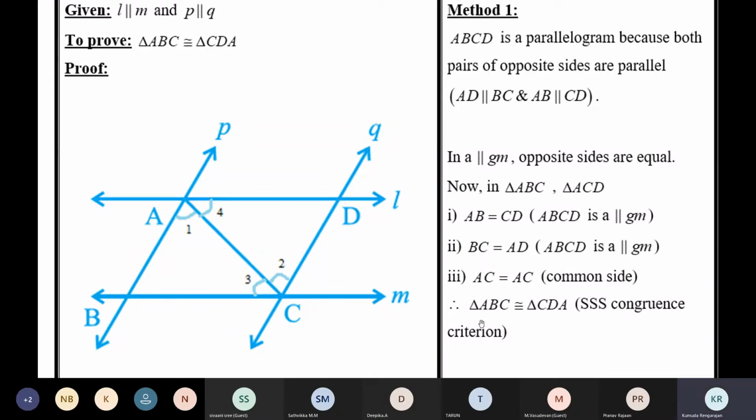And finally, we need to name the triangles in the correct way. Ma'am. One second, Shreyas, let me just finish.